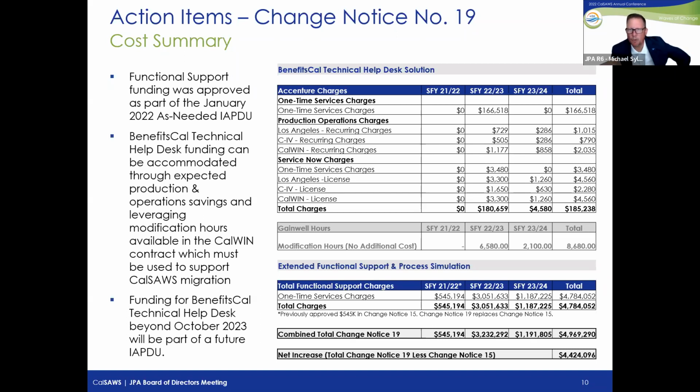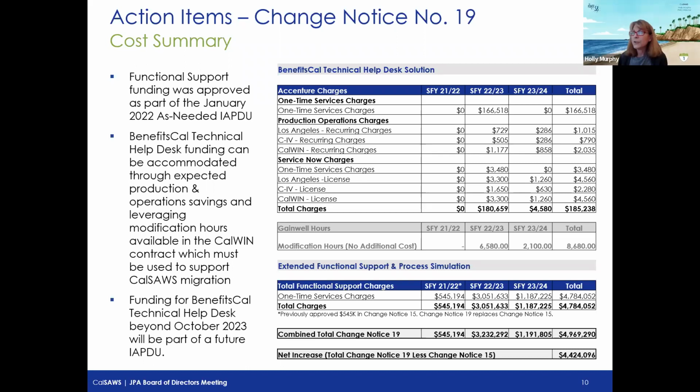But this table for the Benefits Cal Technical Help Desk solution, I don't quite understand the math on it, because the 2022 three-year is about 180,000. That might barely be one person, 1.5 people. And then the next year is like 4,500. It doesn't even fund a single person. So how is it that we're able to fund a help desk at this low number?